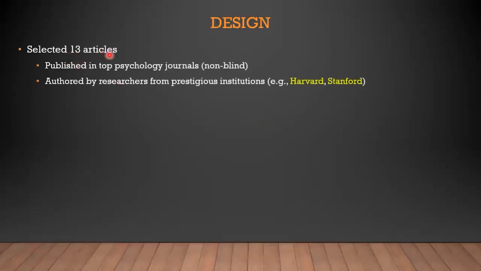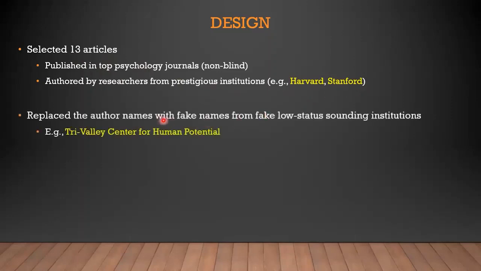So they selected 13 articles from top psychology journals and the authors from prestigious institutions like Harvard and Stanford. They replaced the author names with fake names and the institution names with fake but low status sounding institutions like Tri-Valley Center for Human Potential. This is a fake institution. If you read the name, you can't compare it to Stanford or Harvard. What's this Tri-Valley Center? What's the center? There is a clear difference in prestige in the name.